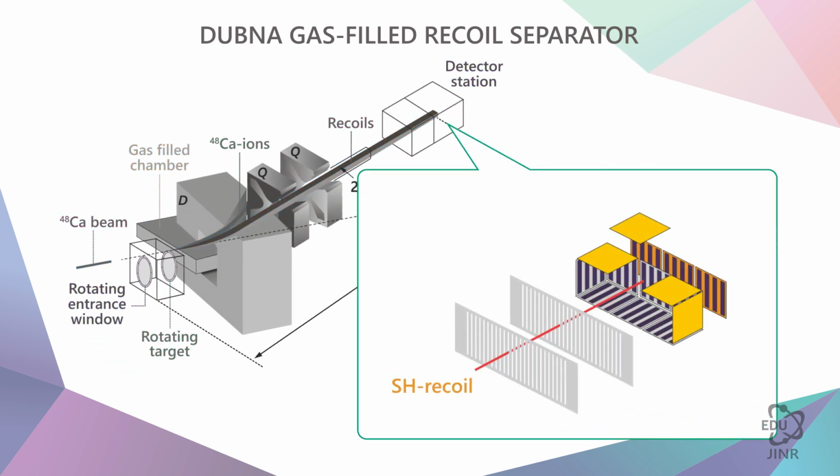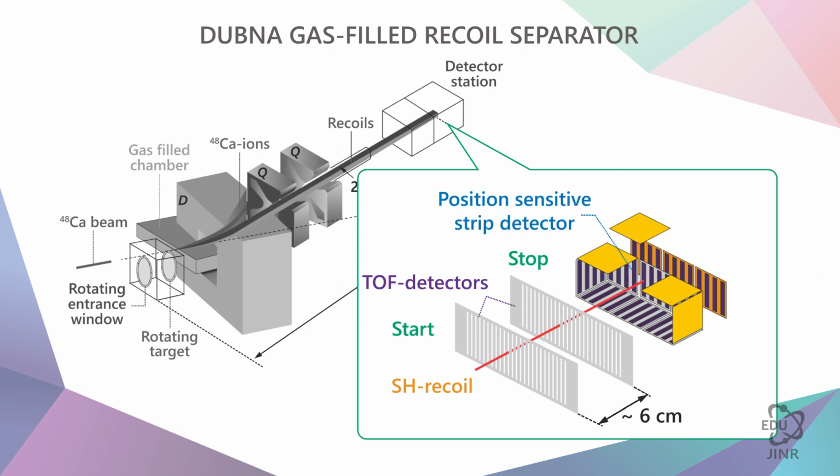Having flown this distance of 4 meters, the recoil nucleus passes 2 thin counters, each generating either a start or stop signal. Since the distance between them is known, about 6 centimeters, we can determine the approximate speed of the recoil nucleus. It flies through the thin detectors, moves on, and rests against the front detector, and slows down.